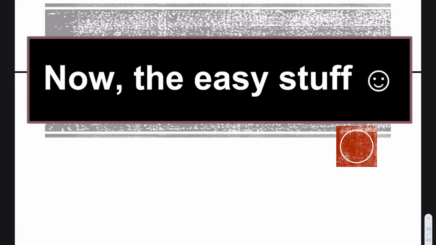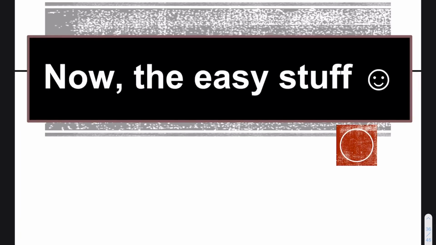Finally, we're ready for the domain and range, which is the easy part because it's just labeling. It's just organizing things.